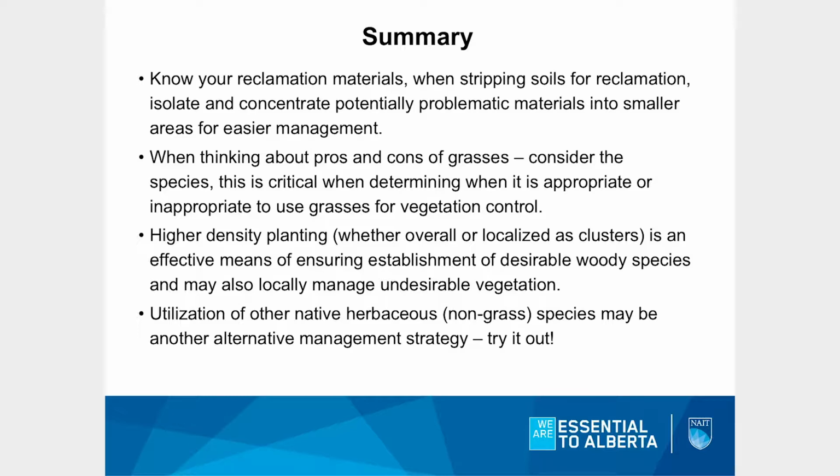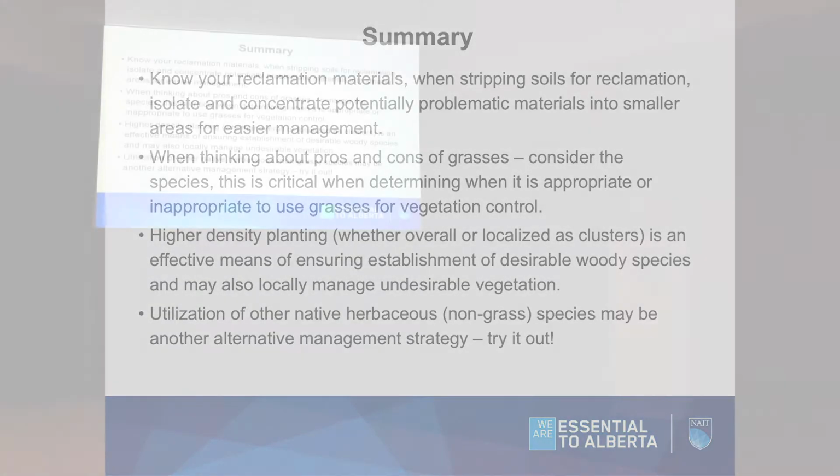When thinking about the pros and cons of grasses, we have to think about the species. Grasses in themselves are not wholly bad, and they do a job for us from a veg management perspective for certain weeds, but we need to consider the species. Higher density planting, whether you do it at the operational scale or at a more localized scale, may be an effective means of establishing desirable woody species and may even have local effects on undesirable species. And then utilization of other native herbaceous plants, non-grasses, is another alternative to think about. So maybe go out and try it.